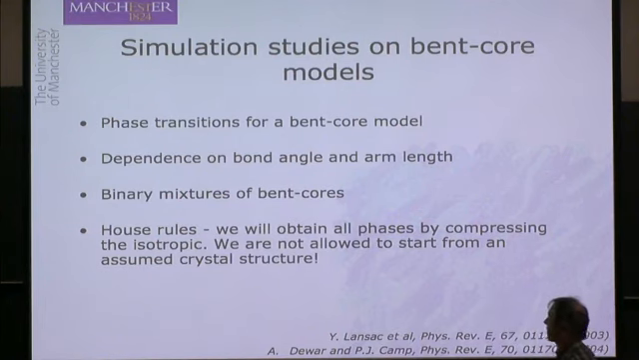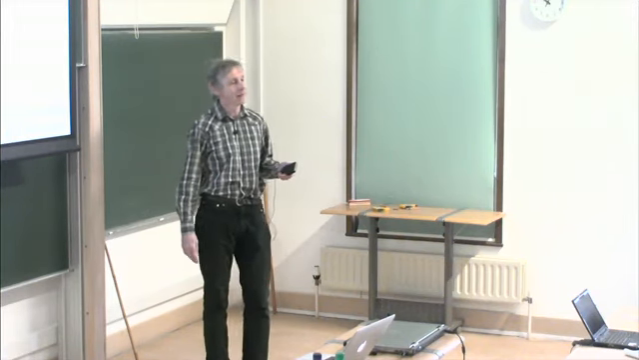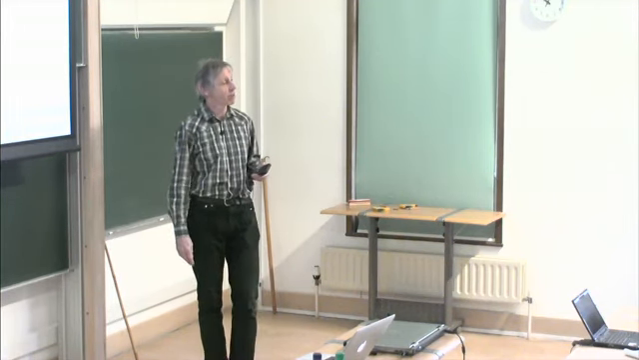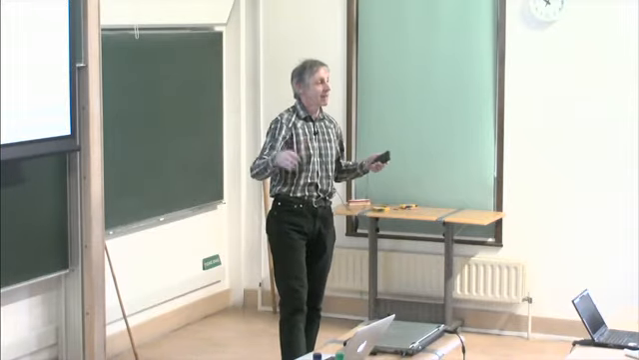What I want to look at is a bit of the dependence on the bond angle and the arm length. We go on then to what happens if you've got binary mixtures of these V shapes. And my house rules are that we're going to obtain all phases by compressing the isotropic. We're not allowed to begin by melting a crystal. So that's just what we imposed on ourselves.